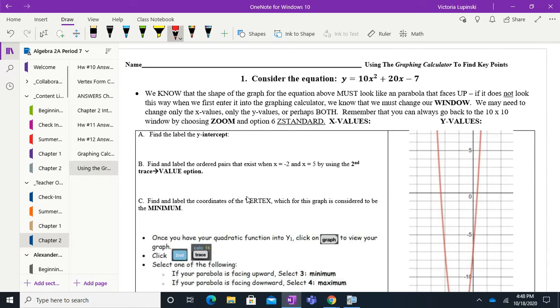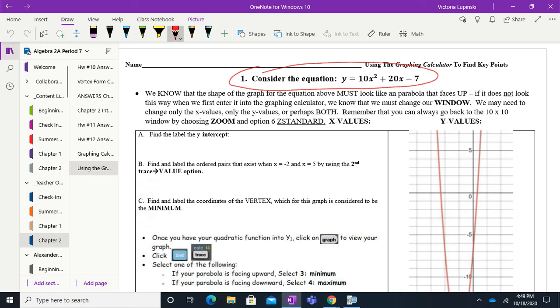So here, the first thing we're going to do is consider the equation y equals 10x squared plus 20x minus 7. After being in chapter 2 for quite some time, we know that the shape of the graph for the equation above must look like a parabola that faces up. The fact that there's a squared is how we know that it should make that U-shape. And the fact that there is a positive 10 out front is how we know that not only should the parabola face up, but it should be rather skinny.